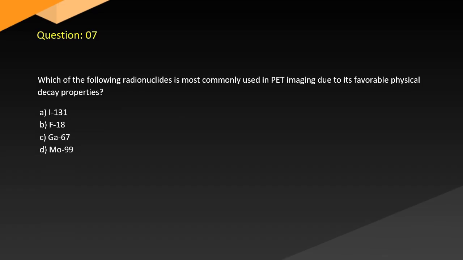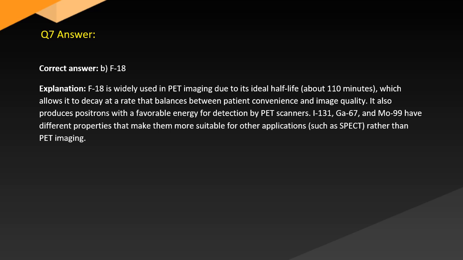Question 7. Which of the following radionuclides is most commonly used in PET imaging due to its favorable physical decay properties? A. I-131, B. F-18, C. Ga-67, D. Mo-99. Answer. Correct answer: B. F-18.